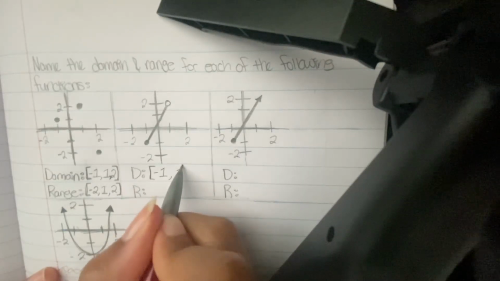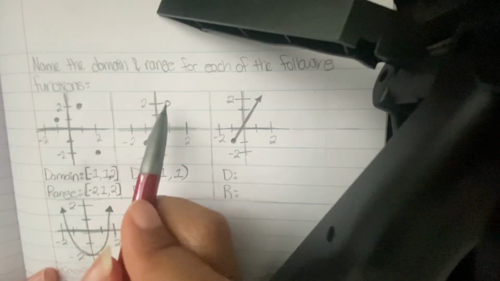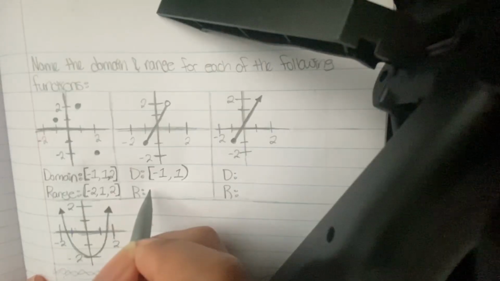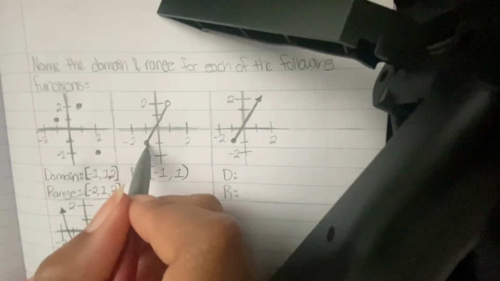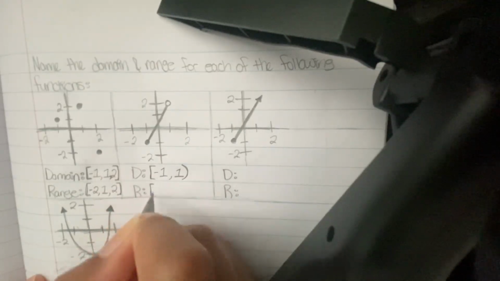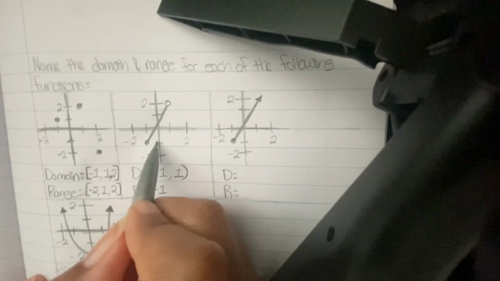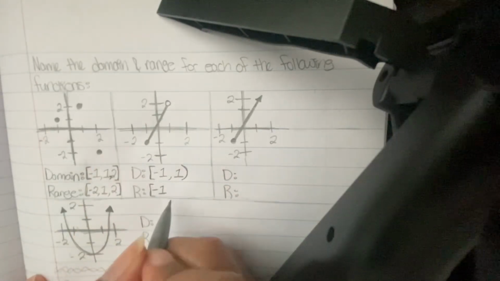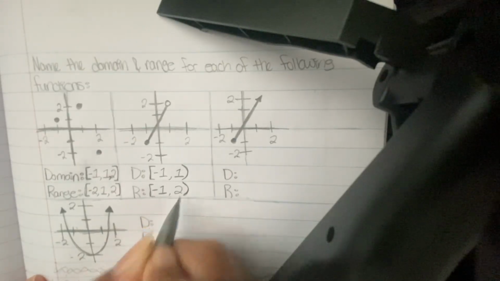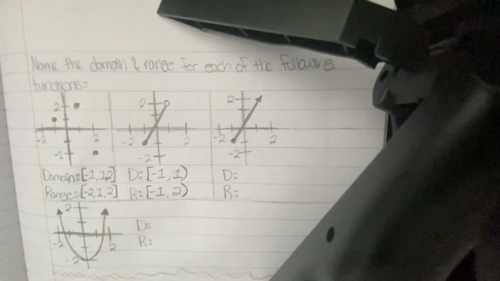Now we use a parenthesis here instead of a bracket because the 1 is an open circle, which means that it is not included. Now for the range of this one, we start here again. This is -1 once again, and it is included because it is a closed circle. This is -1, and it goes all the way up to 2. Another parenthesis because that is an open circle and it is not included in the function.